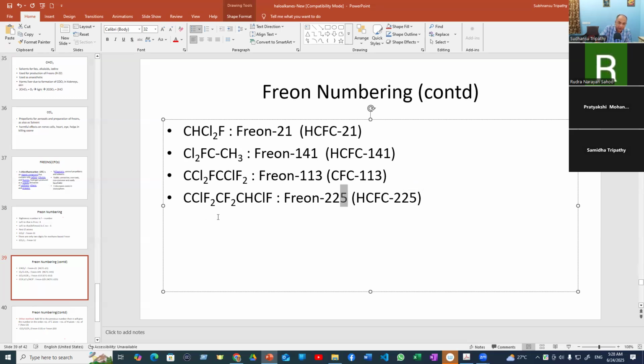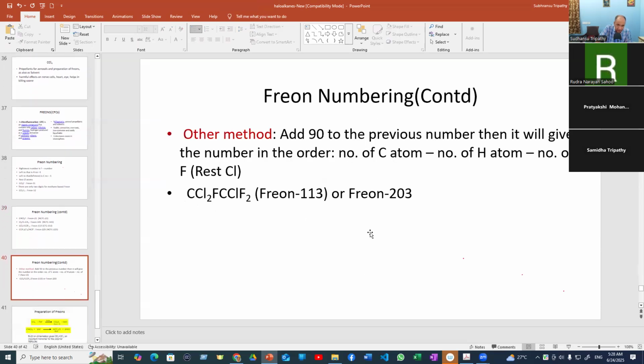It is difficult to know the exact formula in this case, because out of 5, maybe 3 of them will be attached to 1 carbon. But you can write the formula: C3, F5, H, and Cl2. There will be only 2 chlorine required.